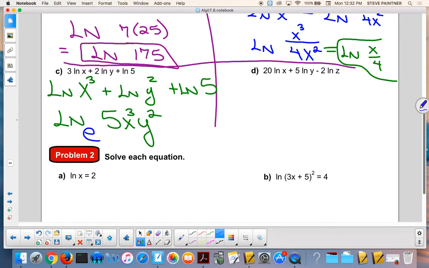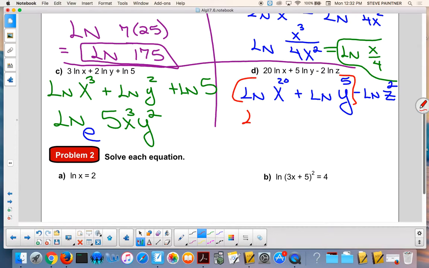Letter D. I hope you did natural log of x to the 20th plus natural log of y to the 5th minus natural log of z squared. Now you're really not supposed to be doing all 3 of them at once. Although I do know some of you can probably do all 3 of them at once. But I'll just do 2 at a time. I'll just take care of these first 2.